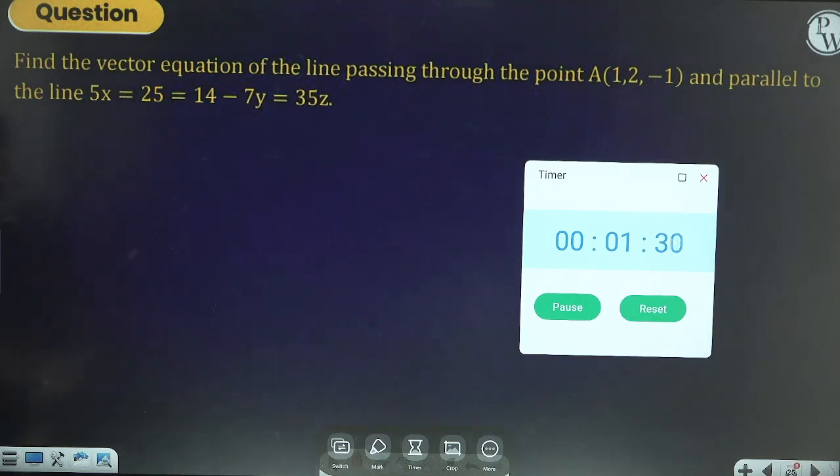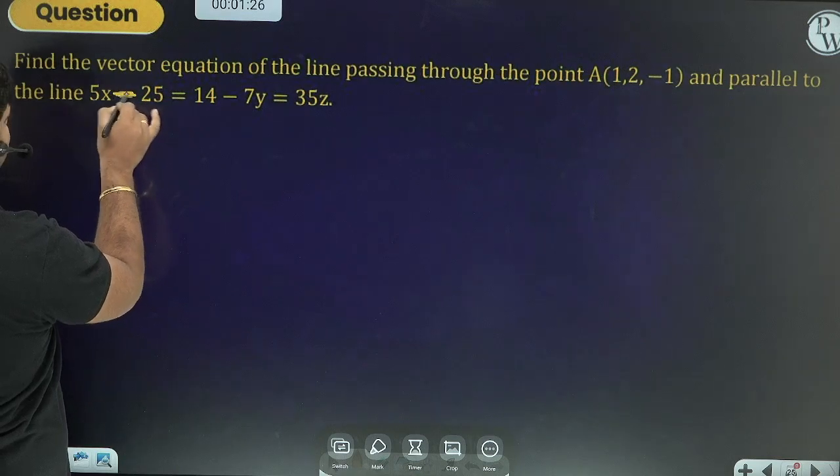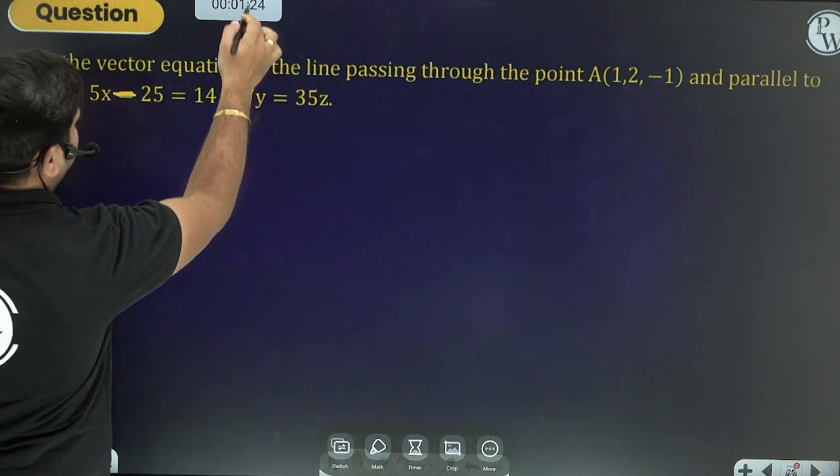It's not 5x equal to, sorry, that's a printing mistake, it is 5x minus. So this one term, this one term, this one term.